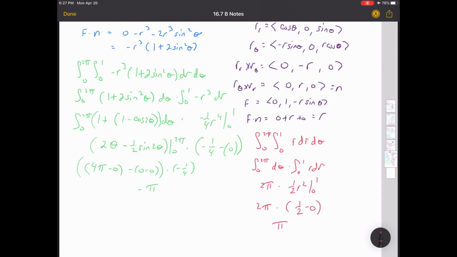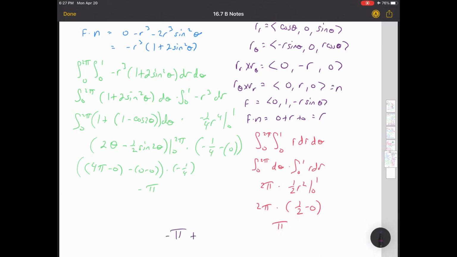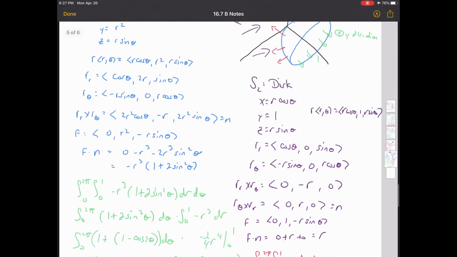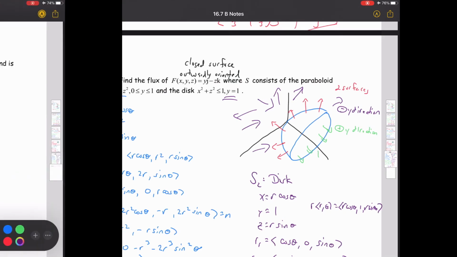So our total flux is negative pi plus pi, or 0. So basically what that's saying is, however this force field is acting on this particular paraboloid, the net coming outwards is 0. There is a net flow of 0 coming out of this thing.